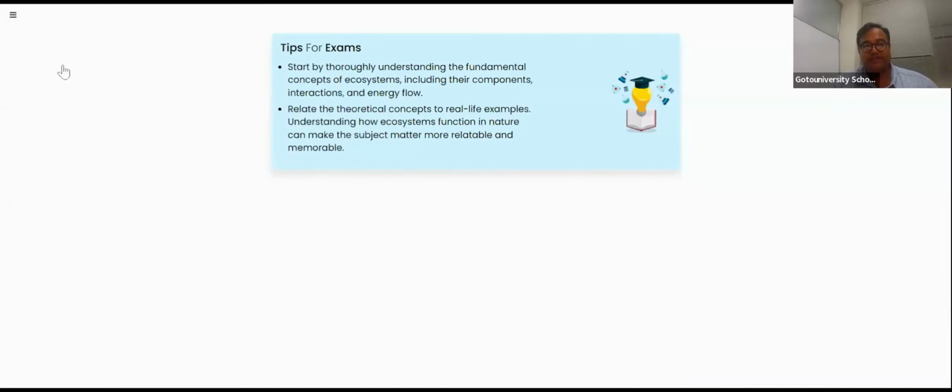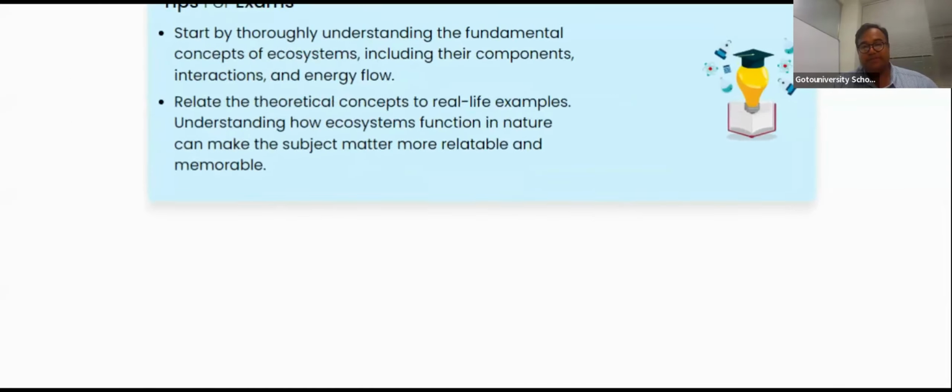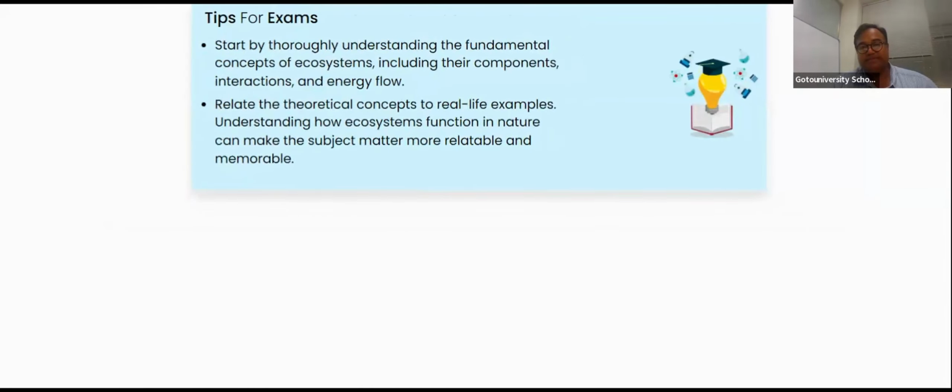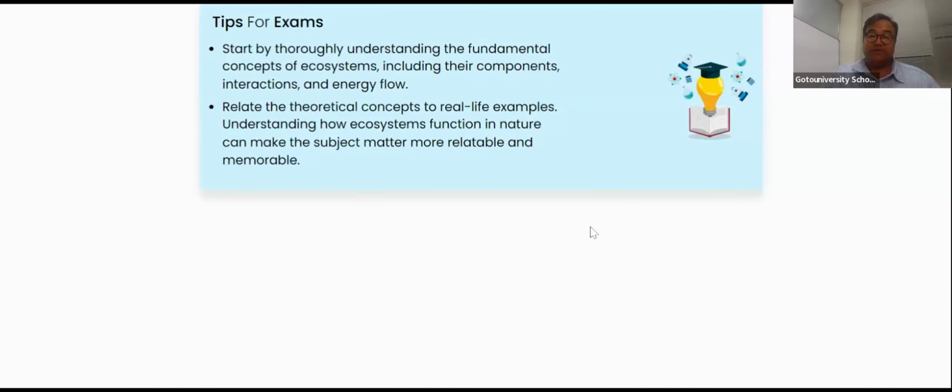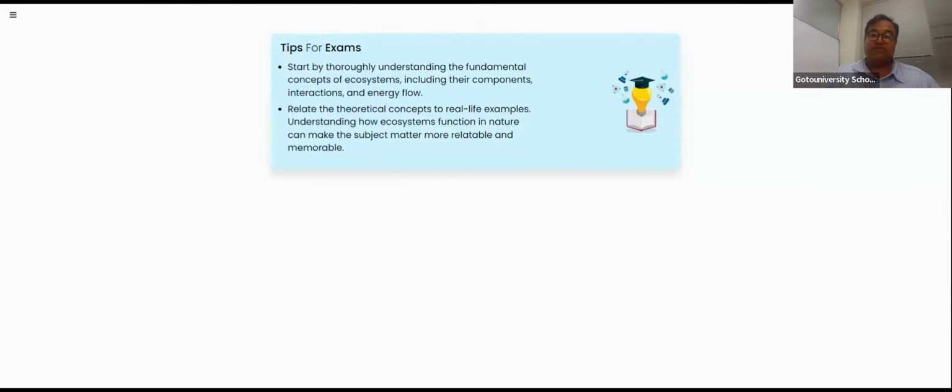So I'm going to the tips for the exam. In the tips for the exam, thoroughly understand the concept of ecosystem, including the components, interaction, and energy flow. For example, if you're talking about the marine ecosystem or the freshwater ecosystem, how the energy flow is happening. For different ecosystems, the energy flow happens in different ways.